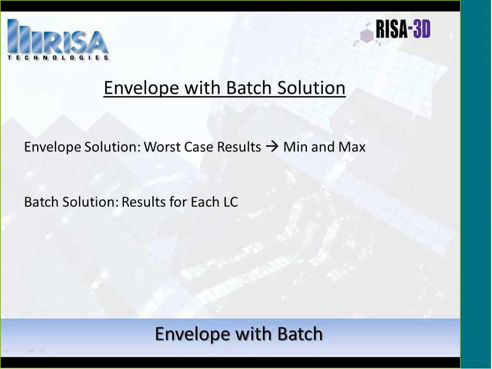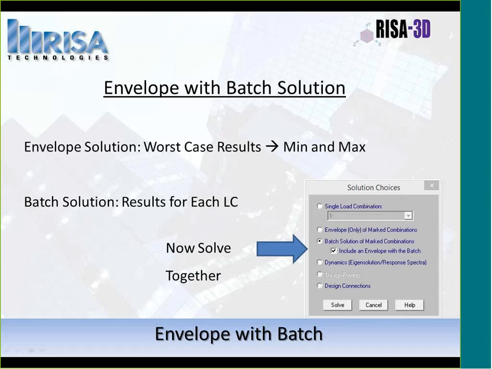And you can see that solution file. A lot of times in larger models, people would run the envelope solution, find their design minimums and maximums, worst case, and then save that. But behind the scenes, we are running the batch solution. The batch solution is where you're running each single load combination and saving the results for each single load combination. So the way we went forward with this new feature was to combine the two, now solving them both at the very same time, and that way you get results for both.